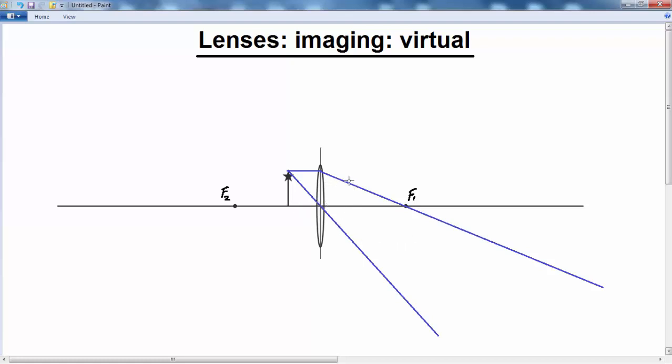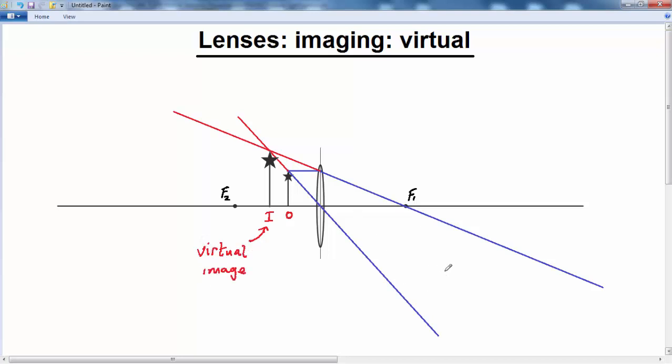To find that, we need to trace backwards along the rays that we've just drawn. So we're going to do that. Trace this ray back, and we'll trace the ray that's passed through the center of the lens backwards, and we'll find out where they meet. So this is our object, this is our image, but this is a virtual image. It's not a real image. That means you can't see it on a screen or a piece of paper, for example.